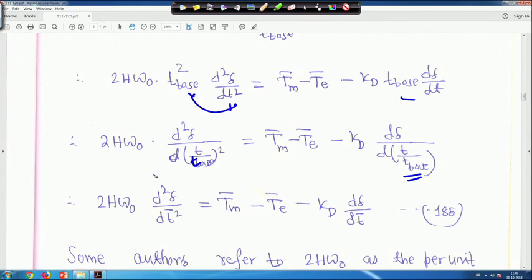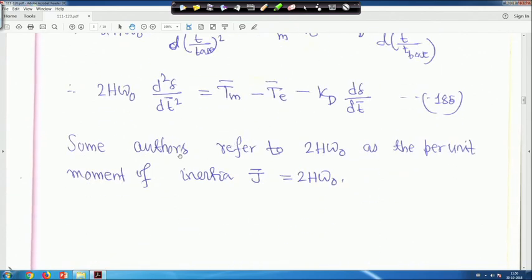That means all these quantities for this equation 185 are in per unit, including time, if you want to represent time in per unit. Generally, in stability studies, only time we generally represent in second, but other quantities we represent in per unit values.